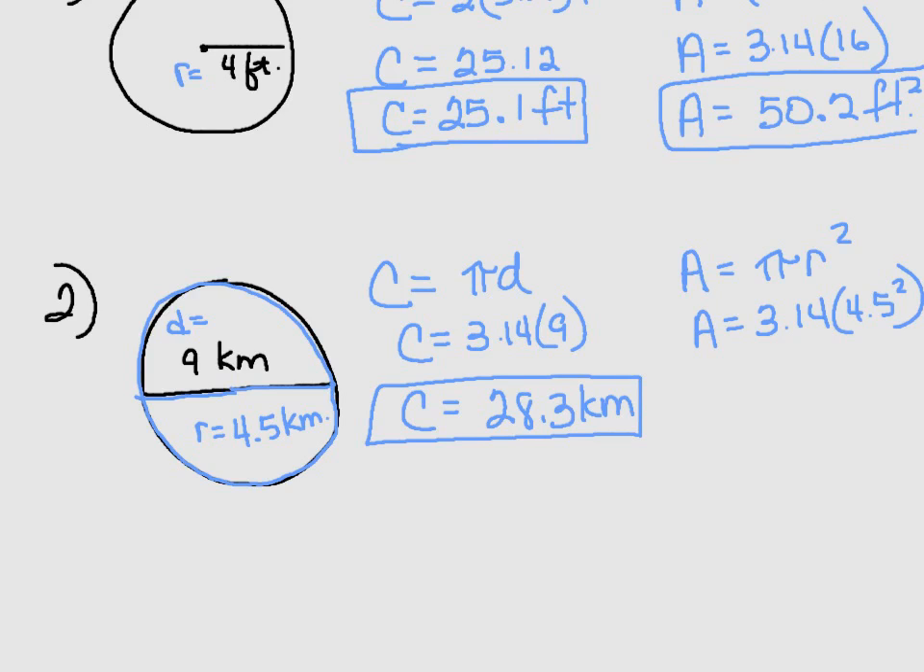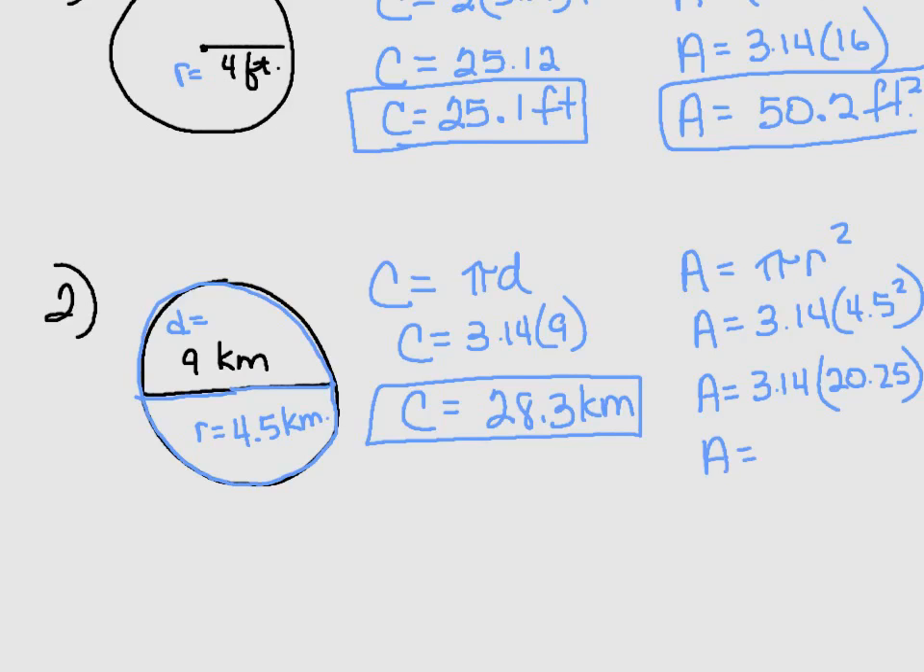So let's go ahead and square 4.5 first, because we follow order of operations. And when we do this, we're not going to round to the tenth place until the very end, okay? So bring down pi, 3.14, and 4.5 squared is 20.25. And now we can multiply that times pi and round to the tenths place.